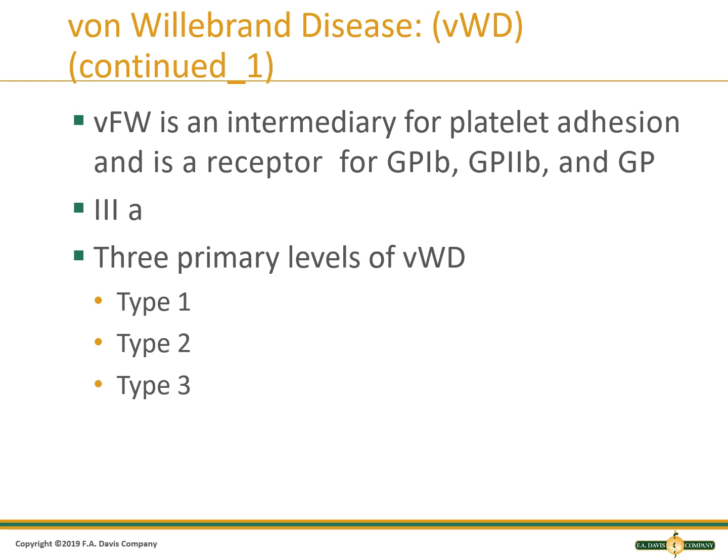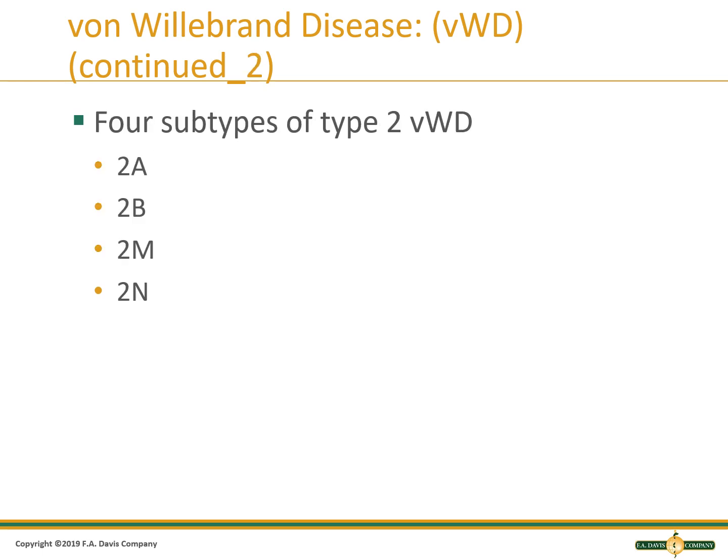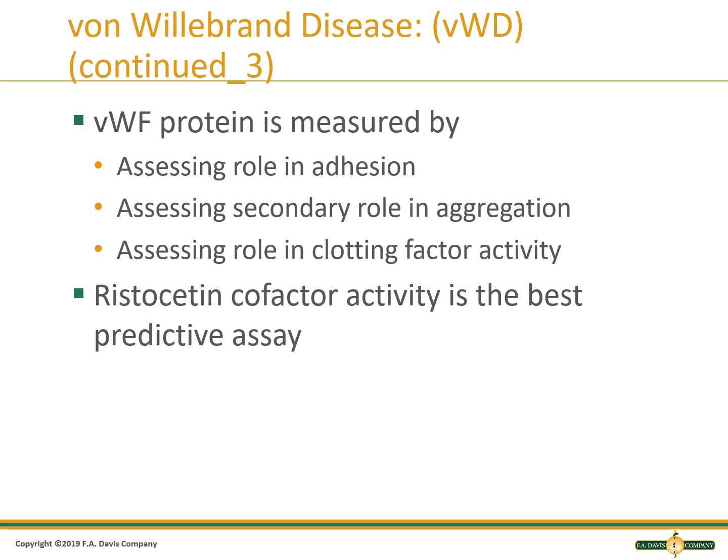Three primary levels of von Willebrand's disease are type 1, type 2, and type 3. There are 4 subtypes of type 2 von Willebrand's disease: 2A, 2B, 2M, and 2N. The von Willebrand factor protein is measured by assessing its role in adhesion, its secondary role in aggregation, and its role in the clotting factor activity. And the ristocetin cofactor activity is the best predictive assay for how to measure these.